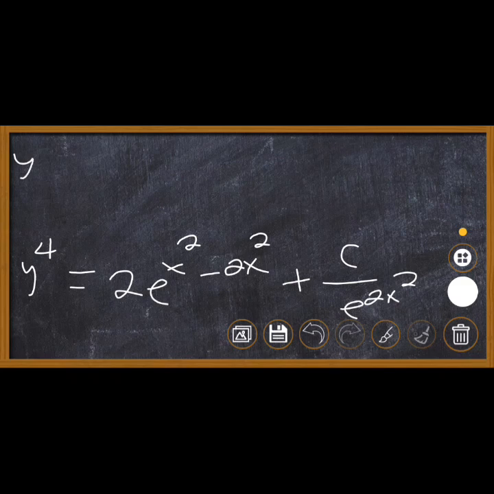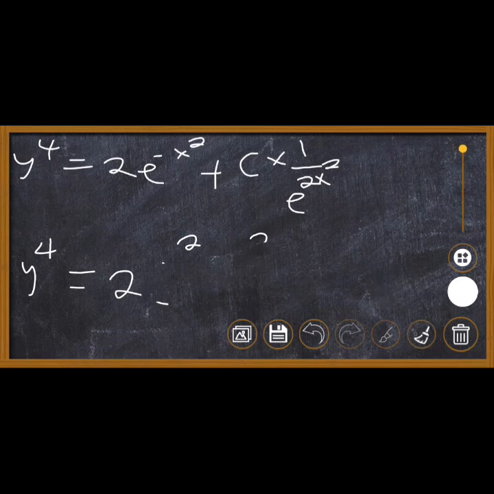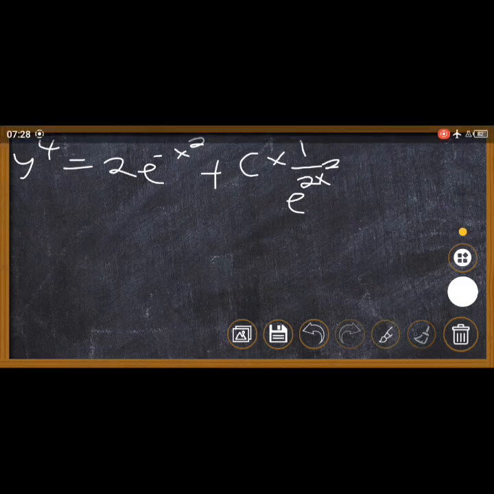So here we have y power 4 equal to x squared minus 2x squared. We know when you are subtracting a bigger number from a smaller number, you are going to have negative x squared, then plus. This is the same as 1 multiplied by 1 over e 2x, of course, power 2, because c multiplied by 1 is just 1. So there is no difference to what I have done. I have just moved the c so that I can simplify this expression here.